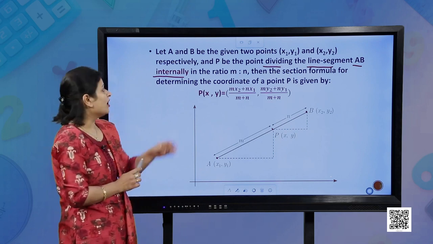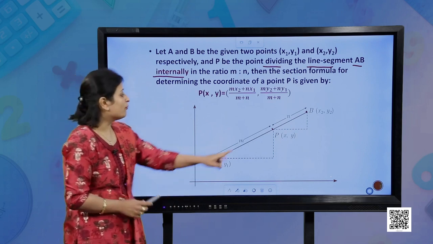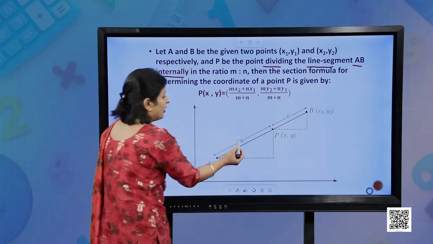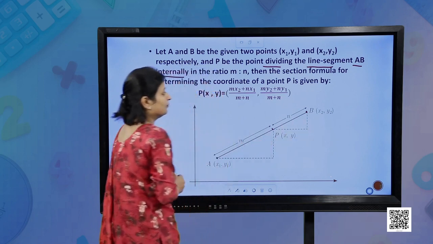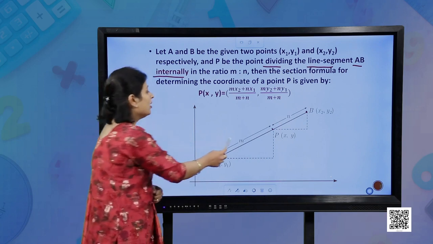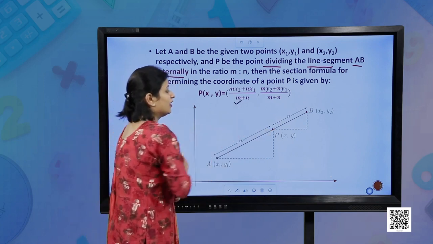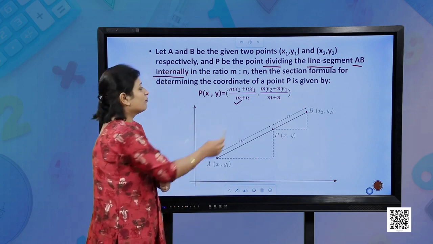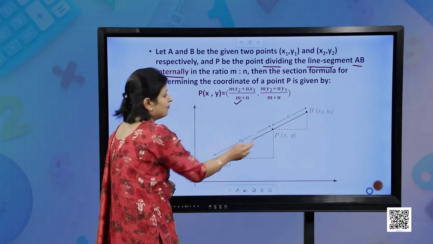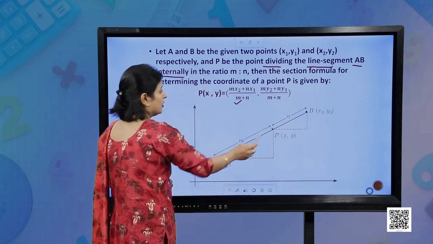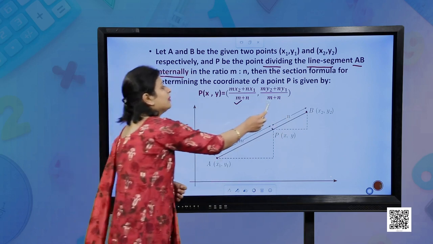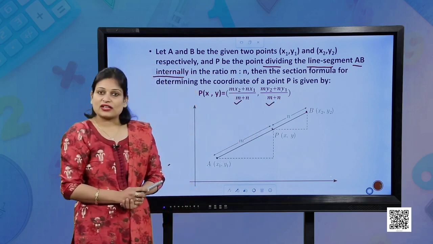The section formula for determining the coordinates of point P (x, y) is given by x equals m x2 plus n x1 upon m plus n. So you will get the value of x. For y, consider the y coordinates: y equals m y2 plus n y1 divided by m plus n. So, this is the section formula.